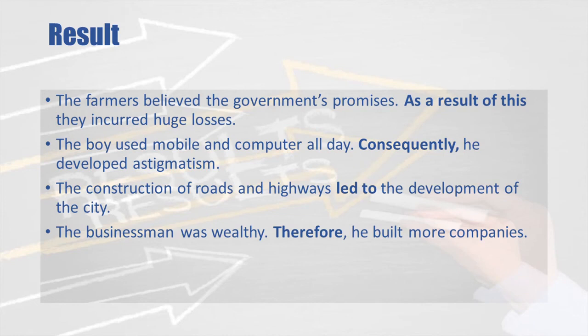Next one. The boy used mobile and computer all day. Consequently is a word used to indicate the result, I mean, what happened after that in sequence. So consequently, he developed astigmatism. That's a condition of the eye. It's an eye disease.